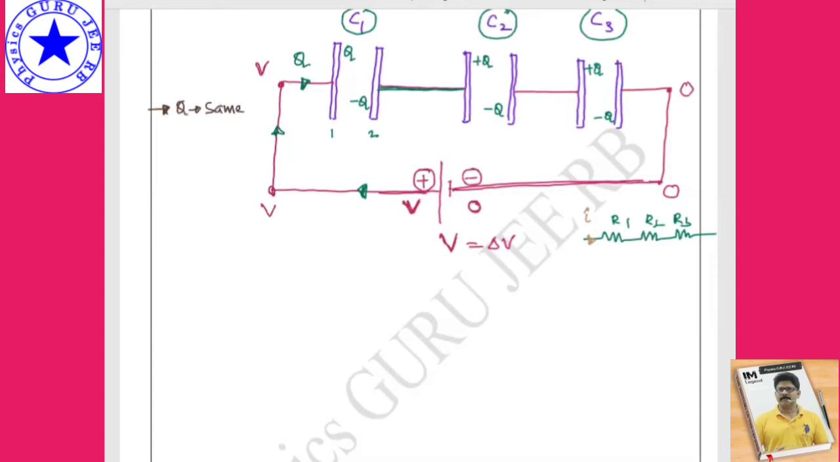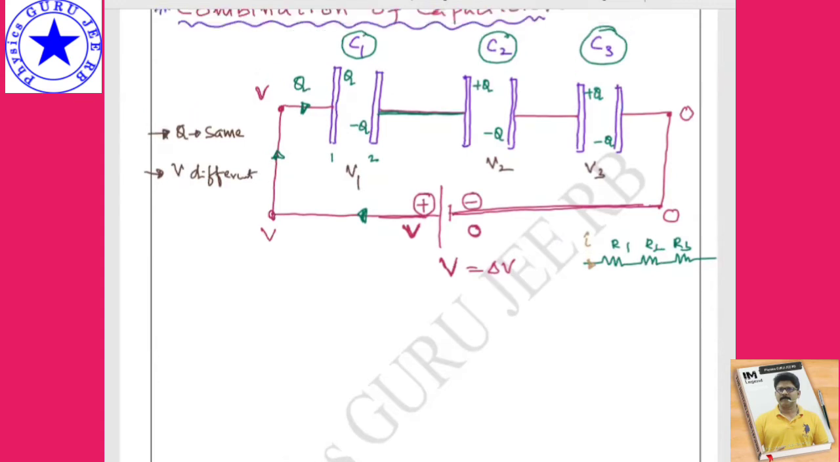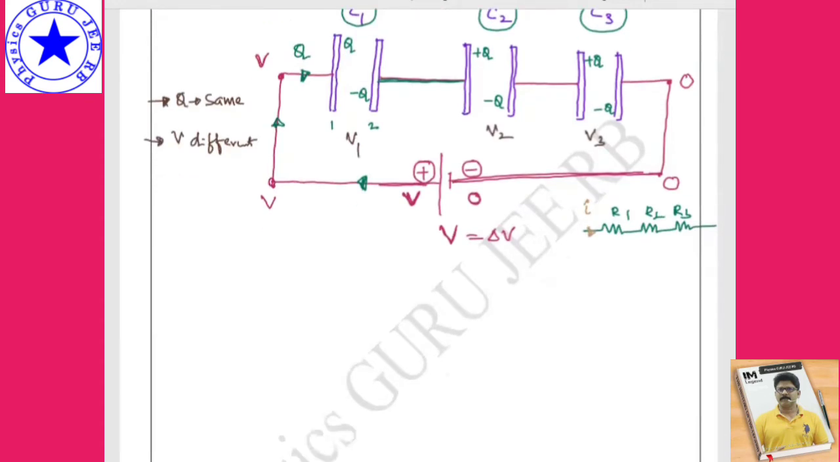Fine. Next, V is different. See, the potentials on each capacitor will be different. Here it is V1, V2 and V3. All are different. So V is different. Two points we have to know. So what is the difference between resistors and capacitors? Here R1, R2, R3 are resistors. Here C1, C2, C3 are capacitors. Here it is current. Here it is charge. That's all. Okay. V is different. V1, V2 and V3.